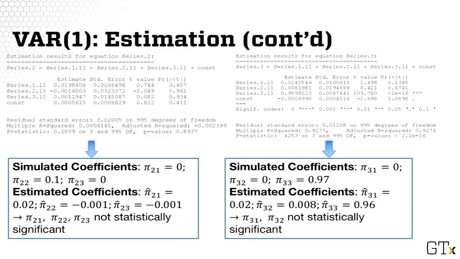For time series 3, the true parameters are 0, 0, and 0.97, as provided in the third column of the phi matrix. The estimated coefficients are 0.02, 0.008, and 0.96, where both first two coefficients are not statistically significant since their p-values are large, and thus are plausibly equal to 0 as in the simulation model.